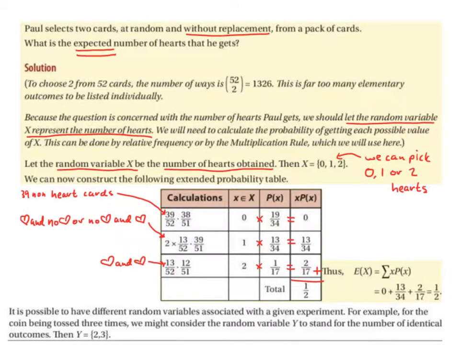It is possible to have different random variables associated with a given experiment. For example, for the coin being tossed 3 times, we might consider the random variable y to stand for the number of identical outcomes. Then y would be equal to 2, 3. If you toss 3 coins, there are only 2 different ways that you can get any identical outcomes. You could get 2 heads or 2 tails, so that would be where the 2 comes from, or you could get 3 heads or 3 tails, so that would be where the 3 comes from.